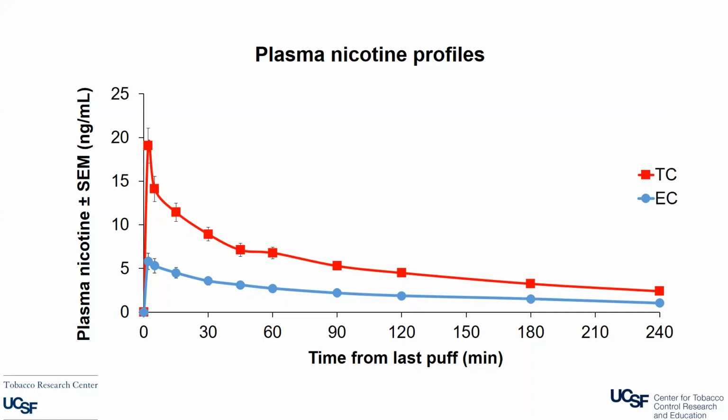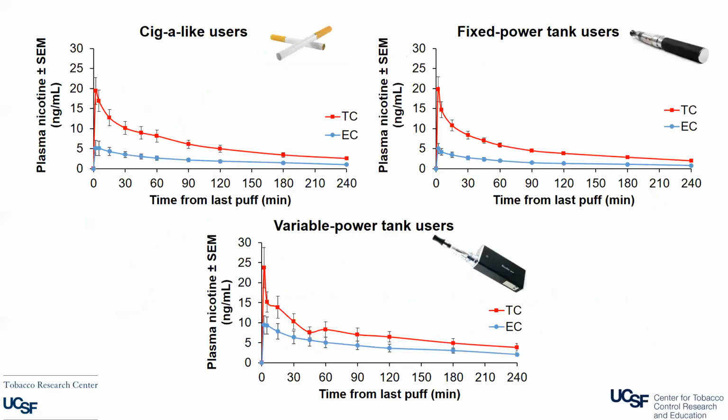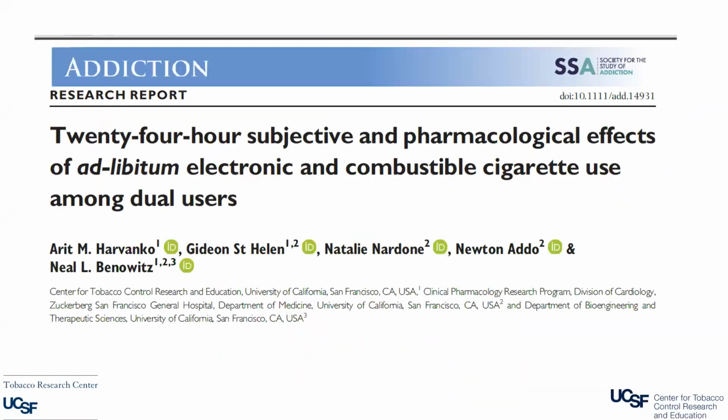You could see the one in blue is the plasma nicotine level for electronic cigarettes, much lower than what you'd see from use of the combustible cigarettes, and a much lower Cmax for the e-cigarettes. And this was regardless of the type of e-cigarettes used. If you look at the top left, these were the cig-a-likes. The top right, these are the fixed power tank devices. And then the bottom is the variable power tank devices, or the mods. Although the mods deliver much higher levels of nicotine compared to cig-a-likes and fixed power tanks, you could see for all of these, the blood nicotine level when they smoked combustible cigarettes was higher compared to when they used electronic cigarettes.